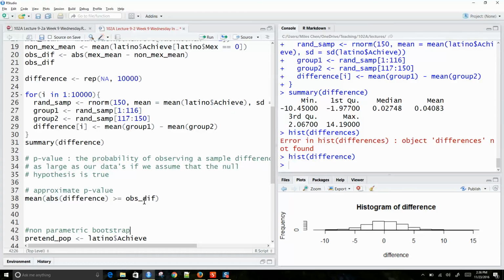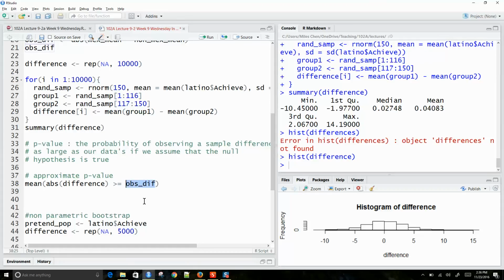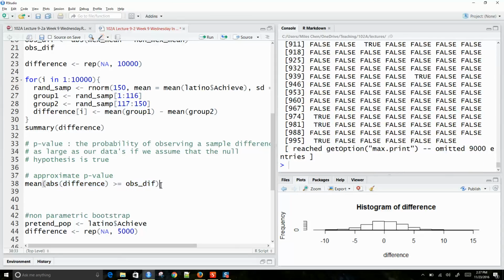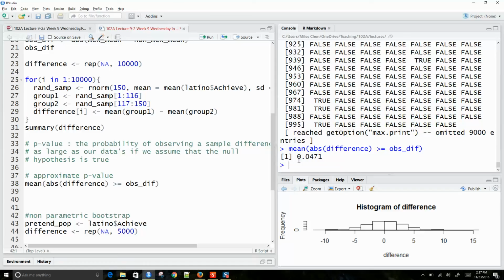And so here I can get an approximate p-value. I can take the absolute value of our difference vector. There's 10,000 of them. And we want to know how often is that absolute value greater than or equal to our observed difference. If I just did this, it's going to give me a bunch of trues and falses, right? And so if I take the mean of this, it will just give me a proportion. And it says this happened about 4.7% of the time. When I randomly sampled values from this normal distribution, where I've used the sample mean and the sample standard deviation to generate these values, how often did I get differences of 5.9? That happened about 4.7% of the time.